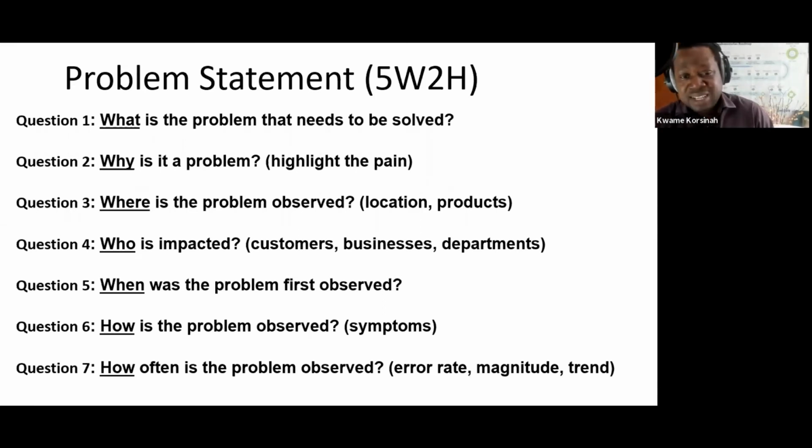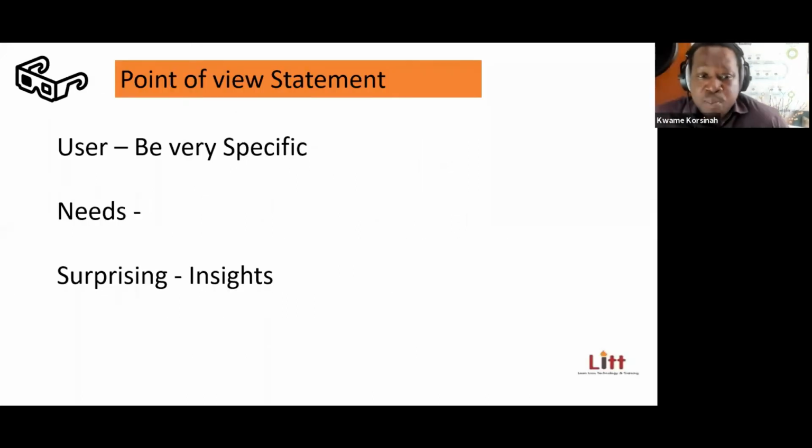If we spend time understanding all of this, we can draw a point of view statement which would help us focus on the customer. So our point of view statement should be user focused. So it should be very specific. It should help us understand the needs of the customer. And when we understand the needs of the customer, we can draw on surprising insights.